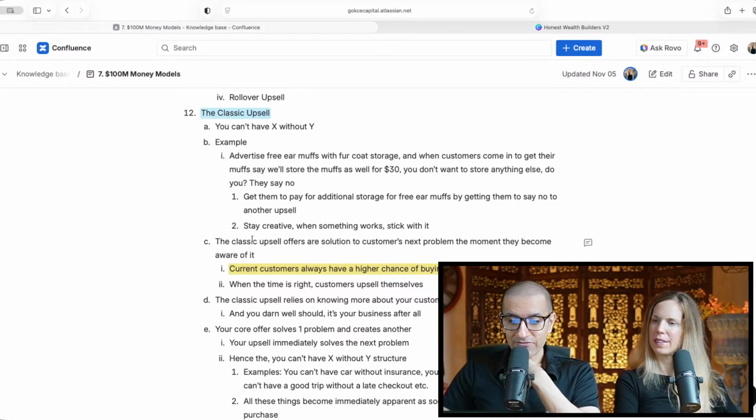So, you can't have X without Y: upsells for land buyers. When someone decides I want this lot, here are the problems they immediately become aware of. I don't want anyone else to take this land while I think. The upsell that solves it: a $40 to $50 refundable hold. You don't want someone else to reserve it while you're reviewing it, right?